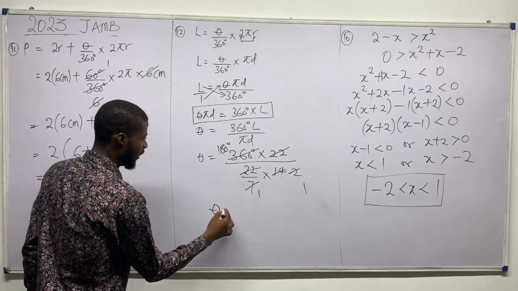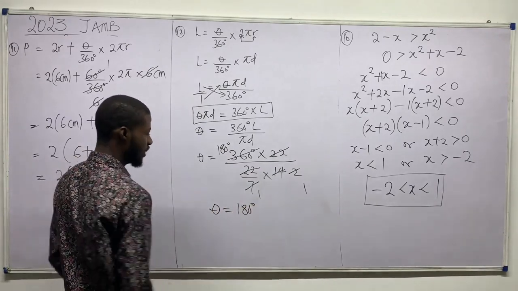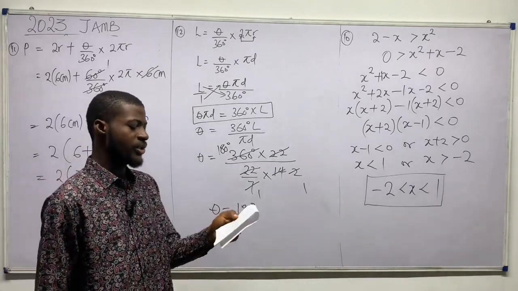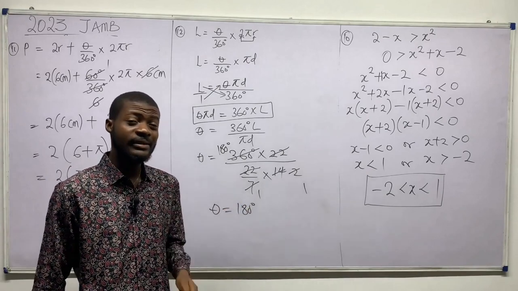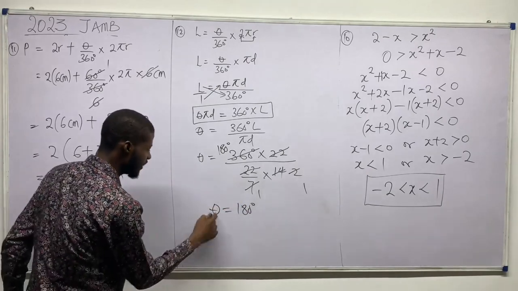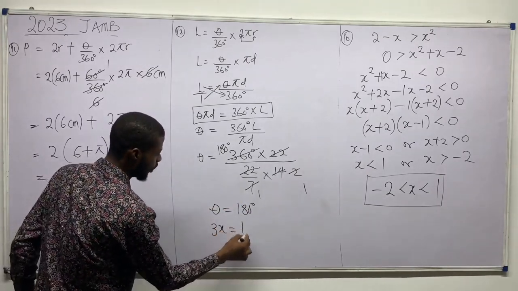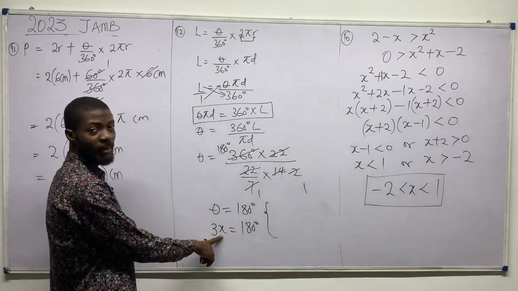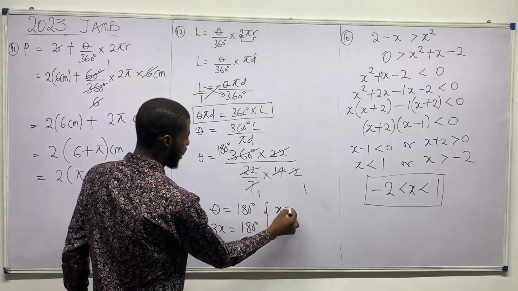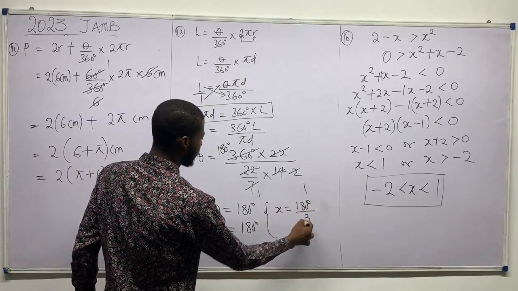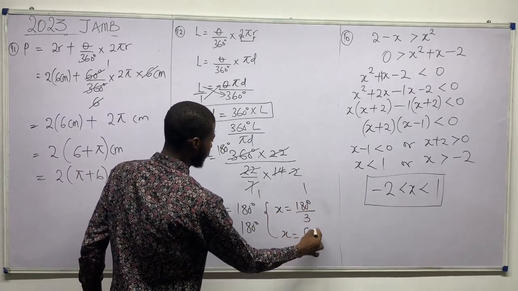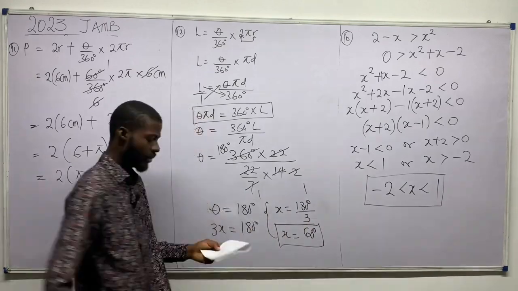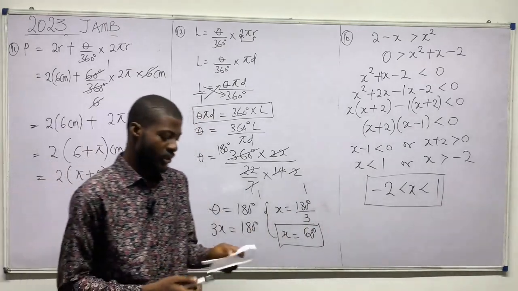Now, this is theta equal to 180 degrees. But do you know that the question says the angle is 3x? So it means this theta is what? 3x equal to what? 180 degrees. So what would I do next? I will say divide both sides by what? 3. So x is equal 180 degrees over 3. x is equal 60 degrees. So this is the final result to that very question.